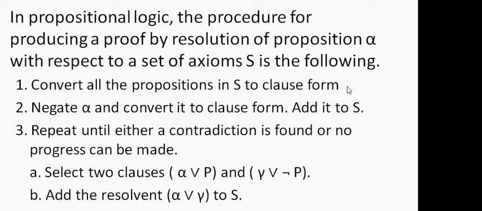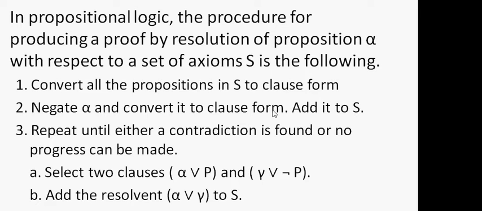Clause form, in the case of propositional logic, means that you have to remove all the connectives such as biconditional, implies, etc., and the final statement should be in the form of and, or, and not. We should only have the connectives and, or, and not. So the first step is converting all propositions in that particular set of axioms to clause form. The second step is, since we are going to prove alpha is true, we should negate alpha and convert it as well to clause form if it contains any biconditional or implies connectives, and then add it to the set of axioms.